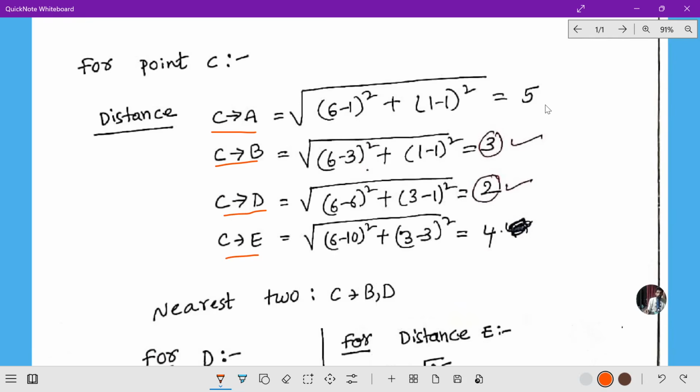So the values are 5, 3, 2, 4. Out of 5, 3, 2, 4, which are minimum? The minimum values are, first one is 2 and second one is 3. So the distance is C to B, C to D. So the answer is C tends to B comma D. So these two are called the nearest values.